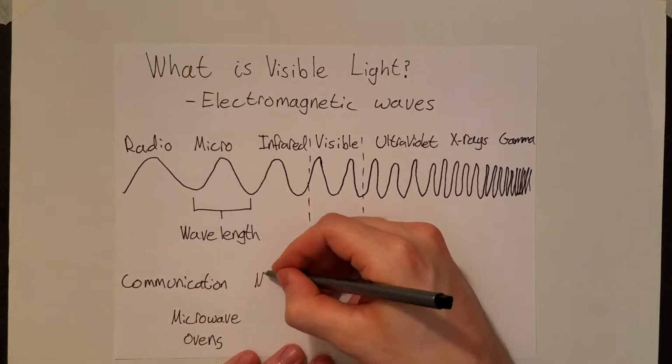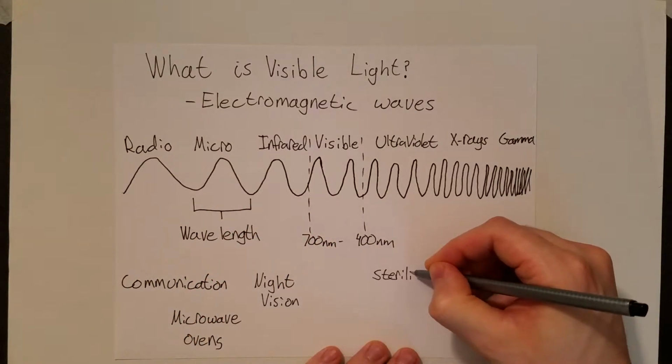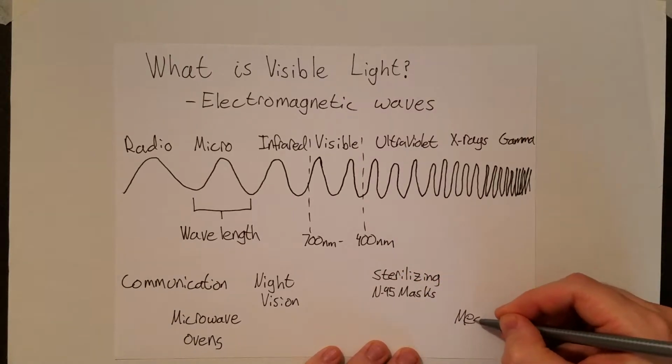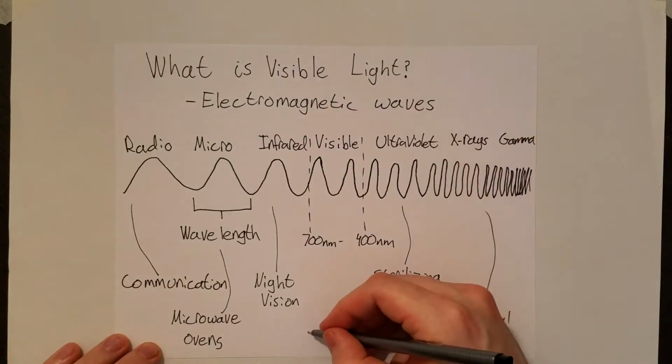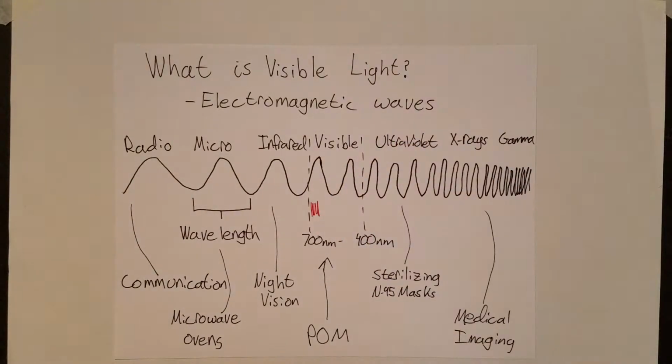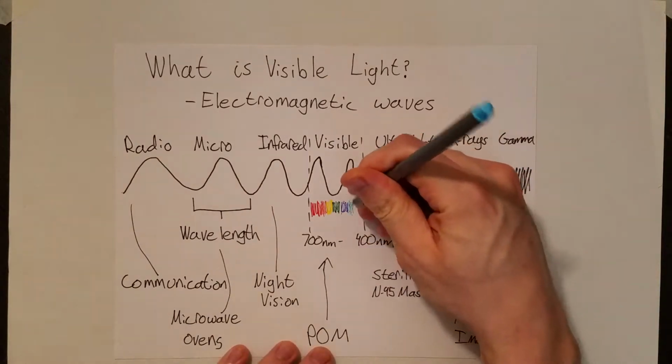Some really useful technologies make use of the whole range of the spectrum: communication, microwave ovens, night vision, sterilizing N95 masks, and medical imaging, just to start. For this video, we'll only look at how visible light is used in POM.